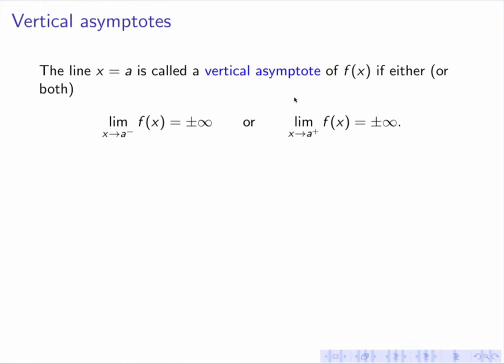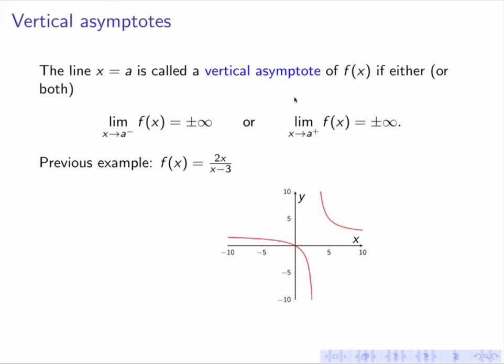We call the line x equals a a vertical asymptote if as x approaches a from the left or from the right, the function goes to plus or to minus infinity. So you see these are again four cases. You can come from the left and the right. You can go to minus infinity or plus infinity. In either of those cases, we call it a vertical asymptote. Let's look at the previous example right here. The vertical asymptote is this line here, where x is equal to 3. On the left, I go to minus infinity, and on the right, I go to plus infinity. So that's the vertical asymptote.